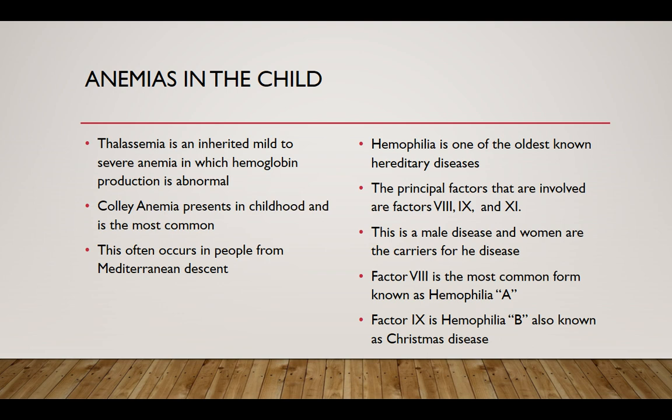Hemophilia is one of the oldest known hereditary diseases. The principal factors involved are factors 8, 9, and 11. Factor 8 is the most common form, known as hemophilia A, and factor 9 is hemophilia B, also known as Christmas disease. It is named not for the time of year, but because the last name of the man who discovered it was Christmas.